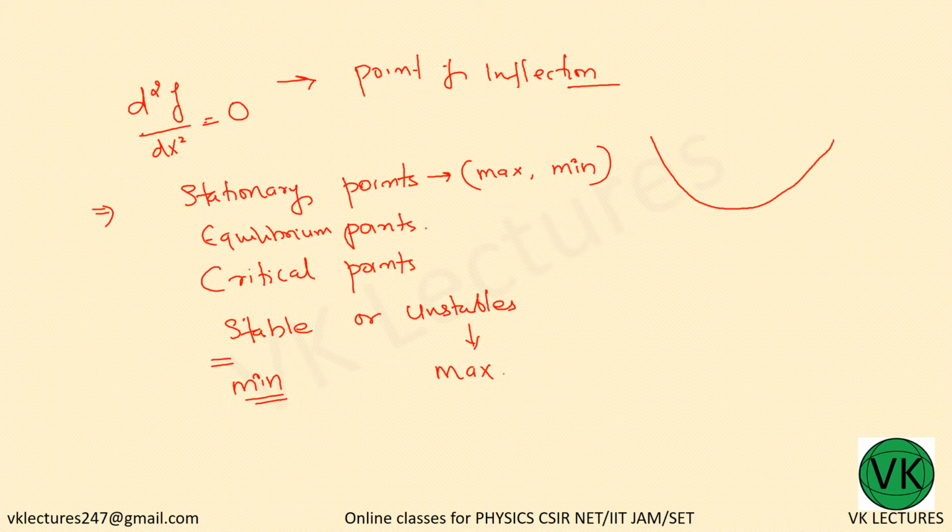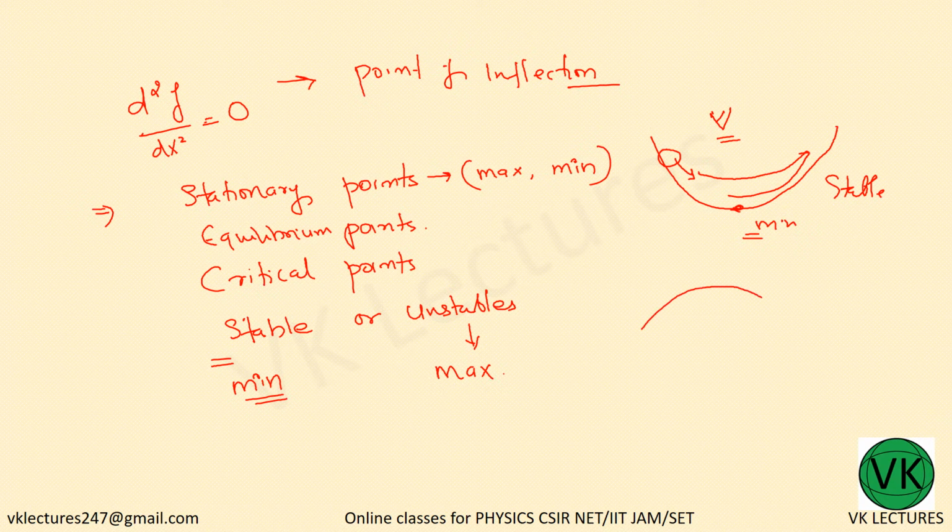If this point is the minima, and I have a ball, it will roll down, and it may roll down and come to this point, and then it comes back. So it will always be in this potential. That is called minimum or stable point, meaning it does not go out of this potential.